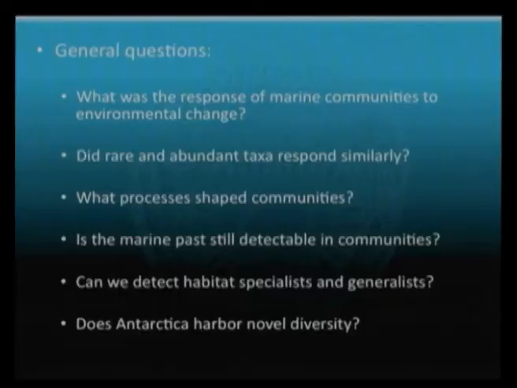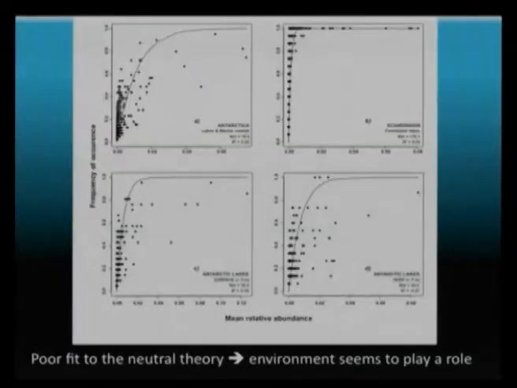And this made me think quite a lot, and this is kind of a new way of thinking. It's like, if you go to South America now, you might see European people. You don't see the people that were there before. So another question we had was, can we detect habitat specialists and generalists? Are organisms more associated to specific habitats or not? And the last question had to do with novel diversity in Antarctica.